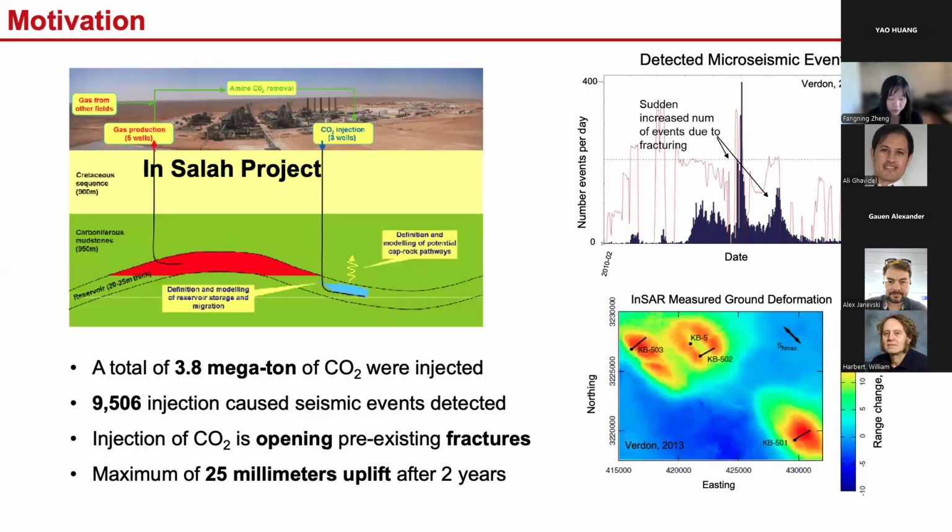So why do we want to assess the risk management? Here is a motivation example of a CO2 storage project called the In Salah project. People were doing a pilot test on the In Salah fields to inject and store CO2 underground at this depleted oil field. While people were injecting almost 4 megatons of CO2, they detected a lot of seismic events. Over 9,000 microseismic events happened after the injection started, which is indicated by the figure on the top right here. And not only that, people also observed a maximum of 25 millimeters of uplift at injection sites during the 2 years of injection, as shown on the bottom right. Those are all because people were not properly accounting for geomechanical risks during CO2 injection.